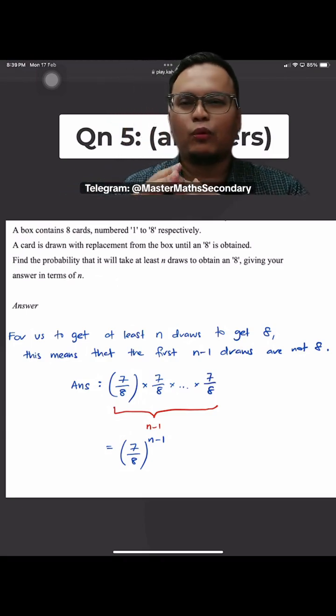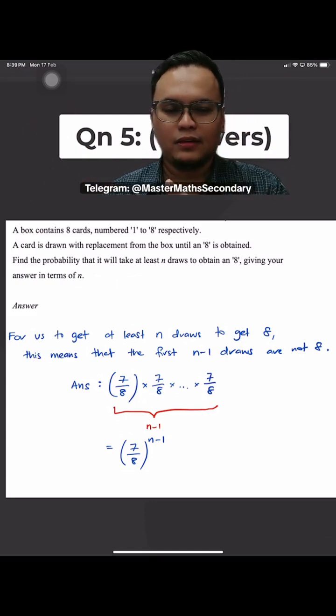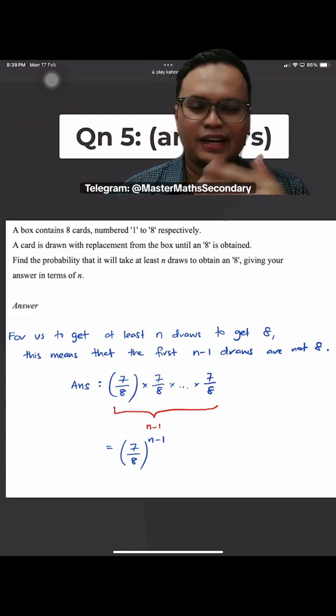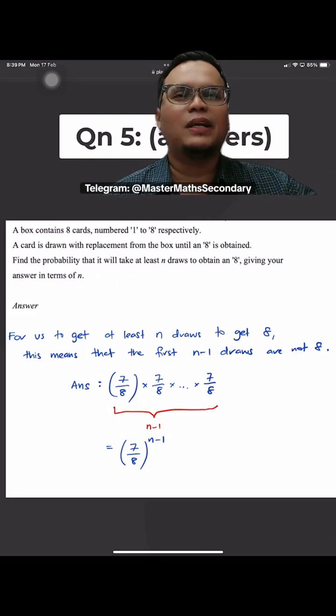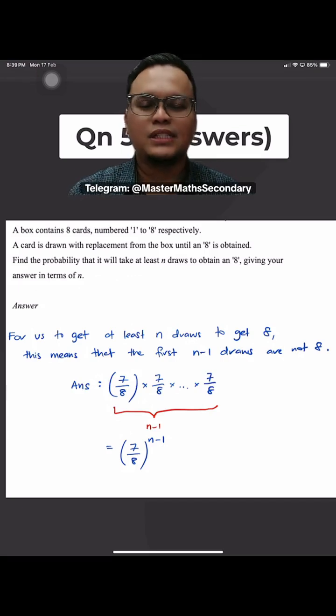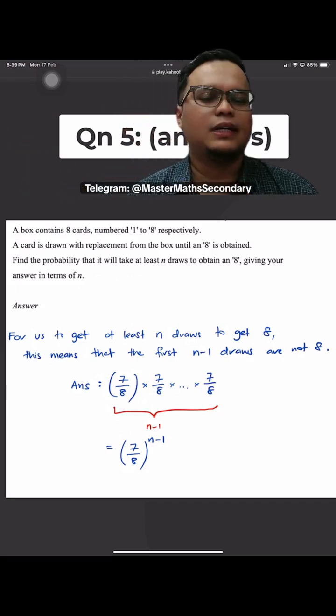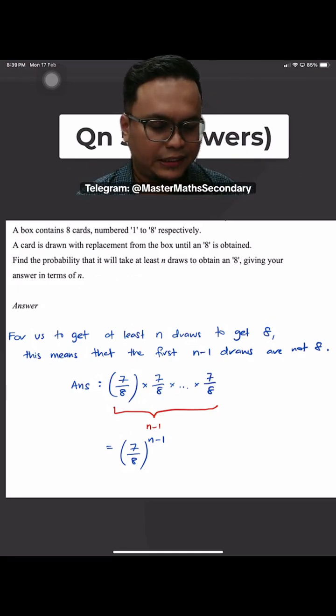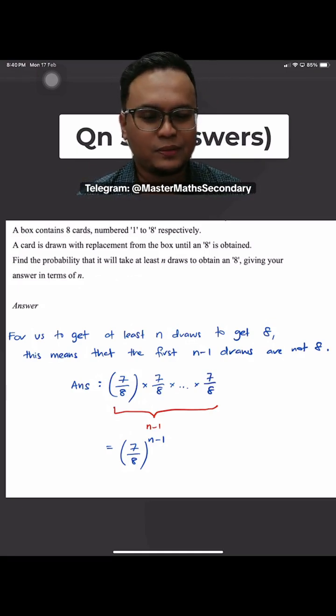So this is how we go about doing this. We actually look at what is certain at the back, because if you want to consider at least n draws, n plus 1, n plus 2, n plus 3, there will be too many cases to consider. So we just focus on the back. This is a little bit different from what we were doing just now.